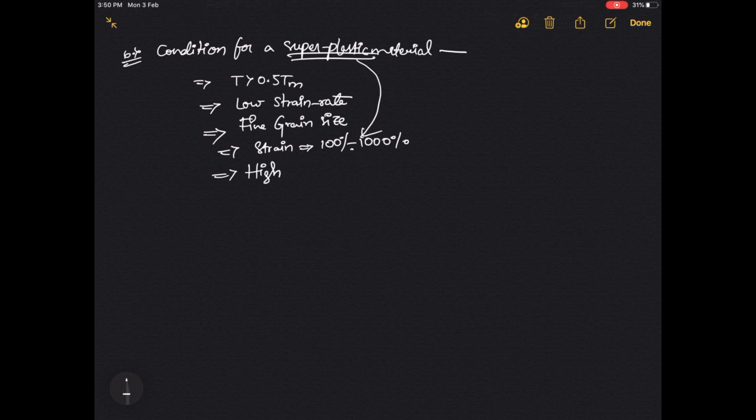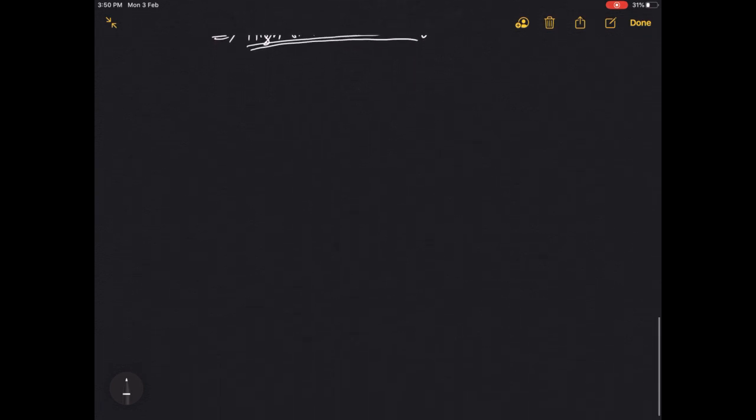And the last and important one is high strain rate sensitivity. So this is the option that you can see in the paper, and this is the correct answer. They gave some tricky answers like high strain rate sensitivity, low strain rate sensitivity, low strain hardening coefficient, etc. But there's nothing to do with the strain hardening in superplastic materials. So the answer here is strain rate sensitivity. Okay, so this is the given condition for superplastic material.